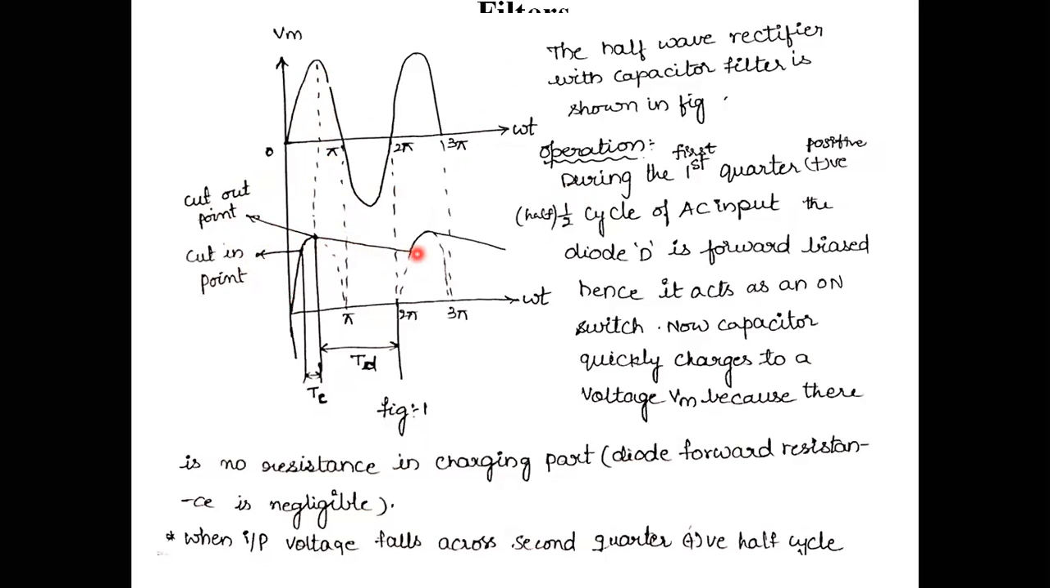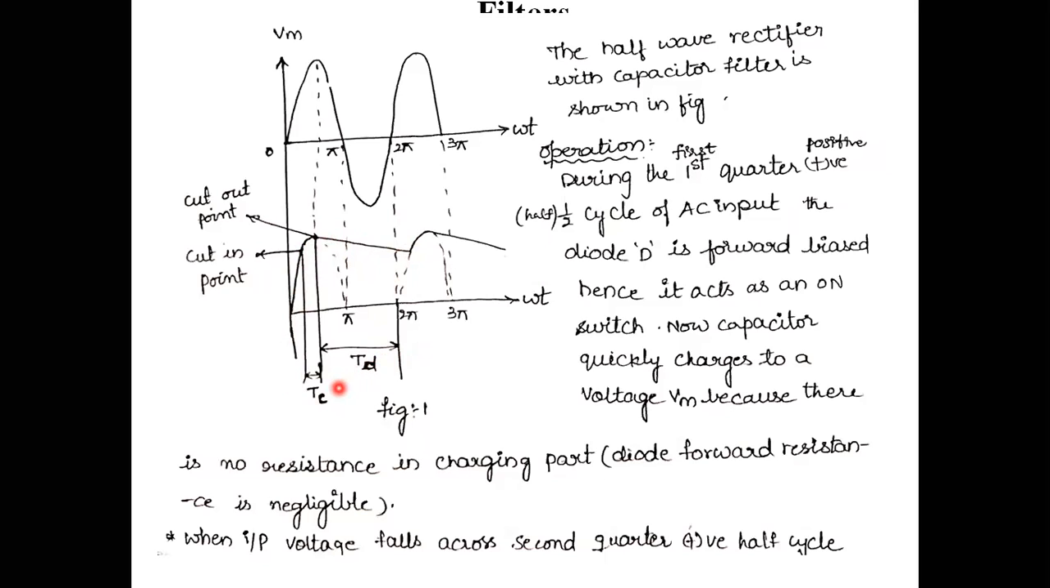Cut-in point of next waveform. Then again it rises to the cutout point, and it reaches the next point of the next waveform's cutout point. From cut-in point to cutout point, I can treat that current as charging, and that time as charging time. From cutout point to the next cut-in point, I can treat that duration of the waveform as discharge time. This is the charging time, and this is the discharging time TD.